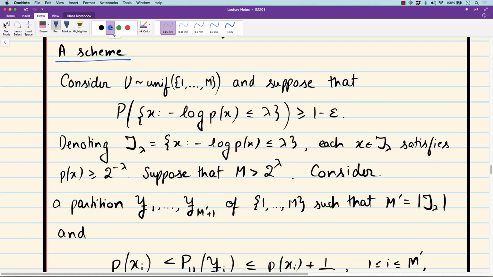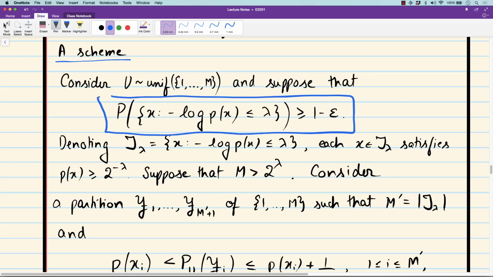We define a new set, T lambda. It's different from the previous one. Unlike the previous one where we had a large probability lower bound on minus log P x, here P is the distribution you want to generate. Suppose lambda is a large probability upper bound on minus log P x. So this is my set T lambda, and we assume that T lambda has large probability. So you can very easily check that for each x in T lambda, P x is greater than or equal to 2 to the power minus lambda.